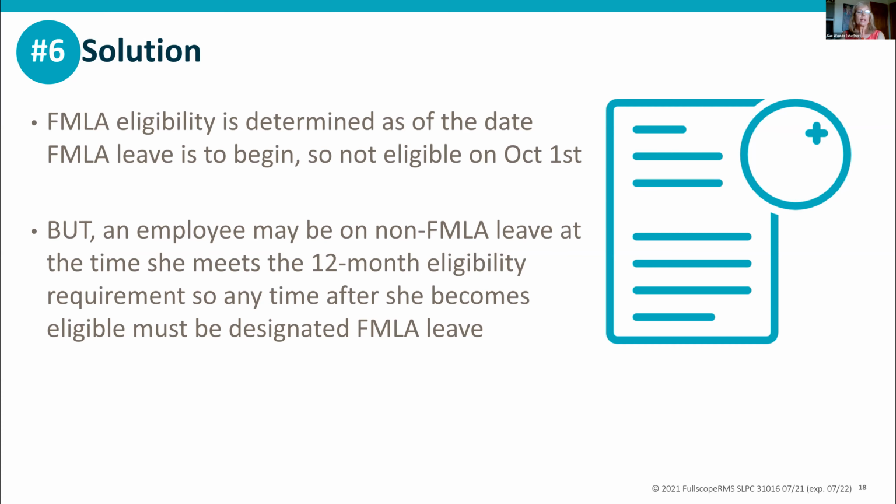If she can go out on a non-FMLA leave on October 1st, say the company offers company benefits that would cover bonding, when she meets the 12-month eligibility requirement, that time that she continues to stay out of work after she meets that eligibility requirement must be designated as FMLA leave.